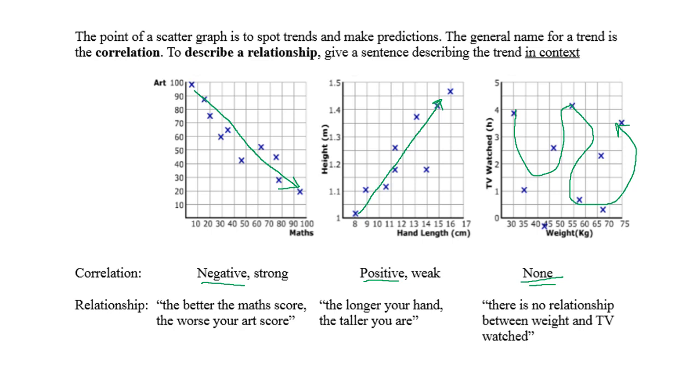So on our first graph, math scores, when they're high, tend to be low art scores. We'll say that the better your math score, the worse your art score. Whereas on the second graph, the longer someone's hand is, the taller they tend to be. So we would say that the longer your hand, the taller you are. On the third one, we can't say anything useful. We can say there's no relationship between weight and TV watched.